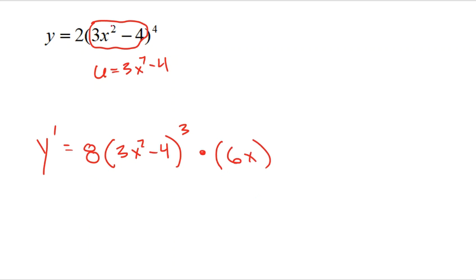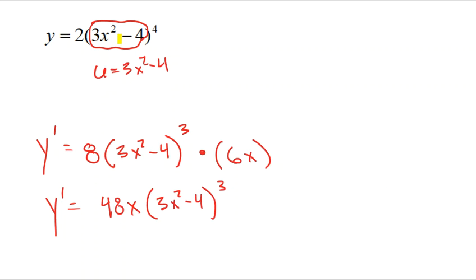How'd I get that so fast? Well, I'm looking at the derivative of u. 2 falls down in front, 3 times 2 is 6, 6x to the first. Negative 4 is a constant. The derivative of a constant is 0, so it's just 6x. And that's it, guys. That's it. So obviously I could clean this up. 8 times the 6x is 48x times 3x squared minus 4 raised to the third.